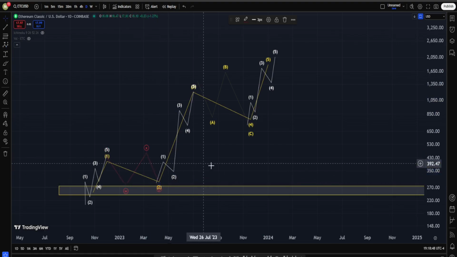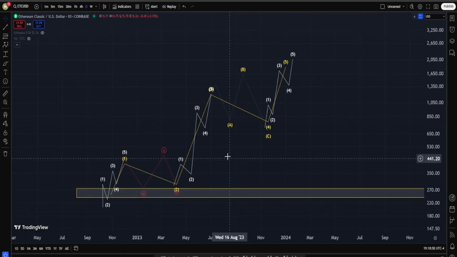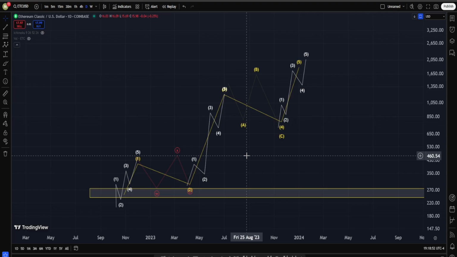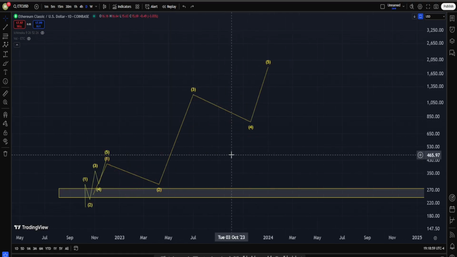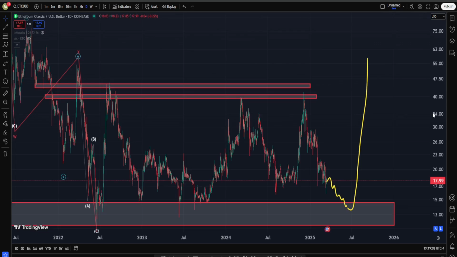And pay attention to this. For our corrections for wave 2 and 4, we need to have some slow and choppy moves on the downside. Okay, this is very important. I'm going to use this in our analysis. Now let's go on the live chart and see what is happening.